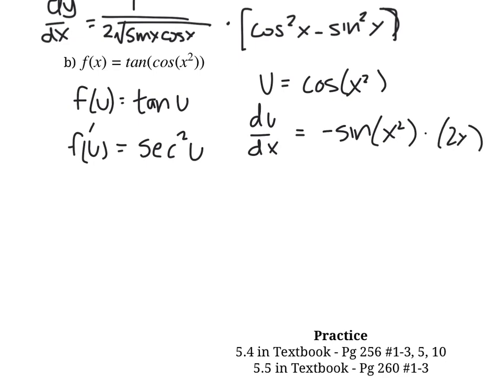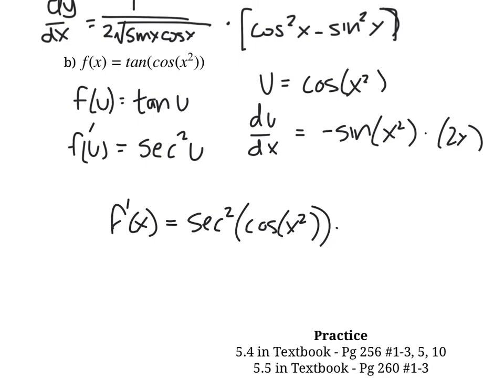And then to find the derivative of the whole thing, we just need to multiply the derivative of the function, or of y, by du by dx, right? So our final answer comes out to be f prime of x is equal to secant squared, and I'm just going to plug that back in, cos x squared, times negative sine x squared times 2x. And that is our final answer.